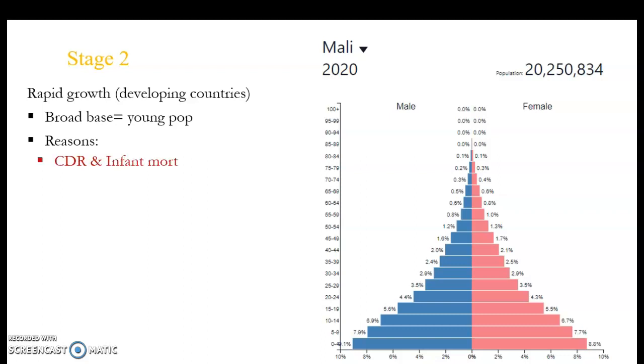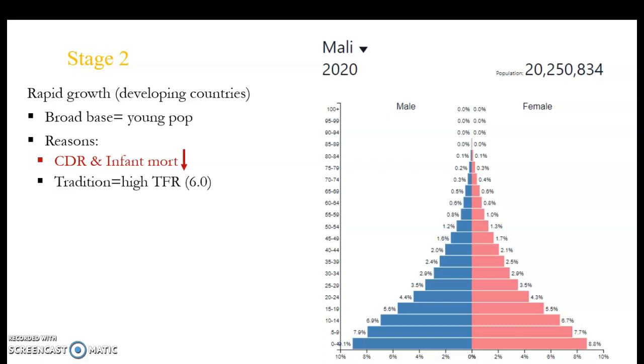The reason for this is that the CDR is relatively low because we don't have many people in this population beyond middle age. If you look at the cohorts, below 45 to 49 is almost the entire population. So we have a very small segment of that population actually over 50. The infant mortality rate is dropping as hygiene, sanitation, and access to healthcare are improving. So more kids are living.